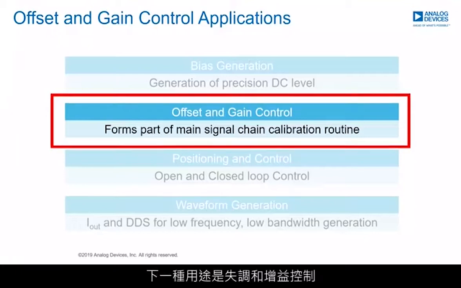The next uses category is offset and gain control. DACs are extensively used for this purpose to trim out offset or gain error in the main signal chain and form part of many systems' calibration routines. One common example can be found within user-built power supply units, where the DAC is used to trim the supplies to an exact output value.